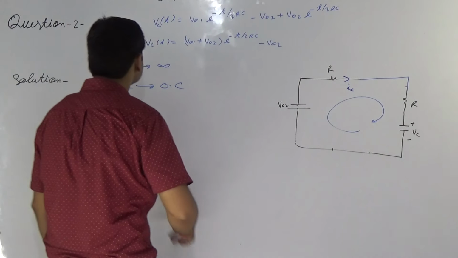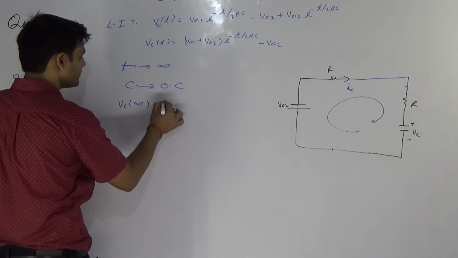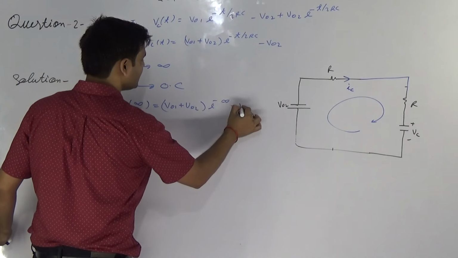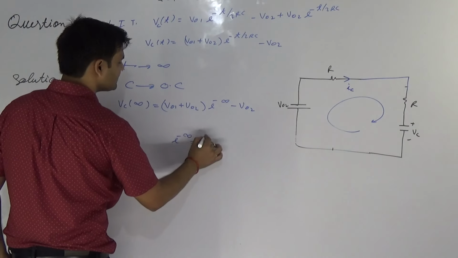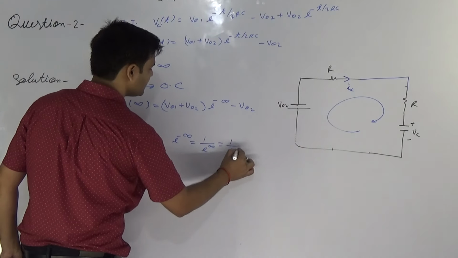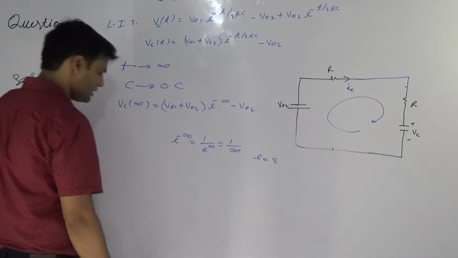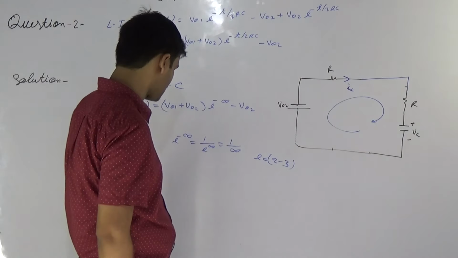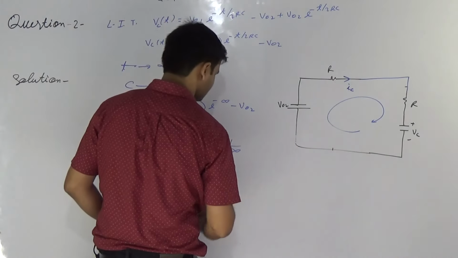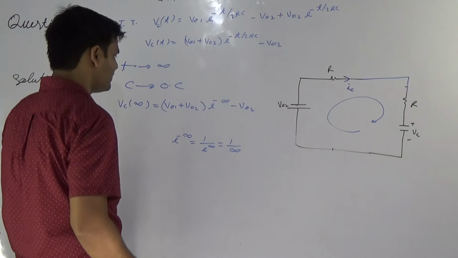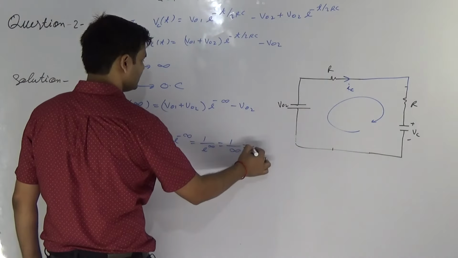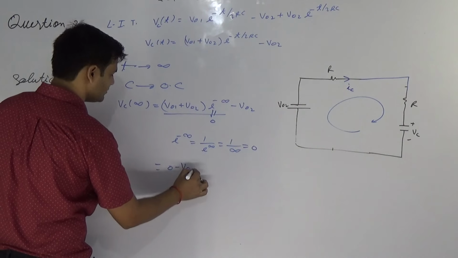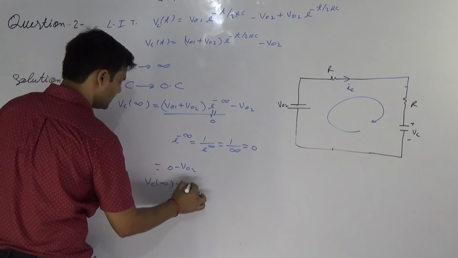This equation, Vc infinity will equal to V01 plus V02 into e to power minus infinity, minus V02. e to power minus infinity is 0, since the value of e is 2.3-something and 2.3 to the power infinity is infinity, so its reciprocal is 0. It looks like 0 minus V02, which means Vc infinity will equal to minus V02.